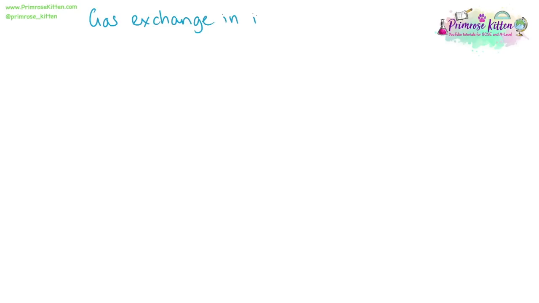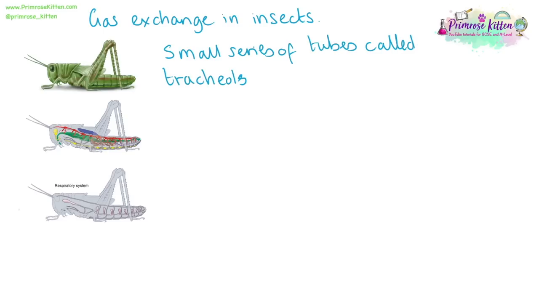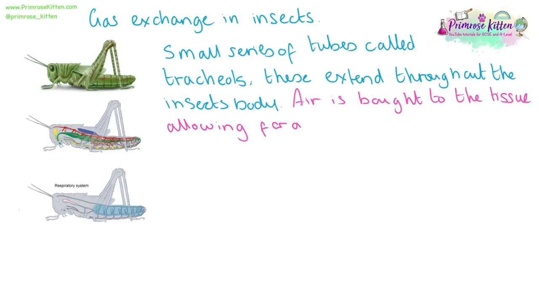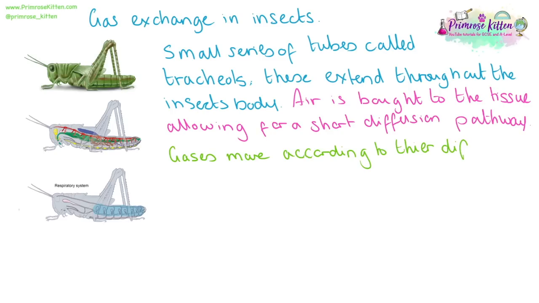Gas exchange in insects, using a grasshopper as an example. They have a small series of tubes called tracheoles. These extend the whole way throughout the insect's body. Air is brought directly to the tissue, allowing for a short diffusion distance. Gases will move according to that diffusion gradient.